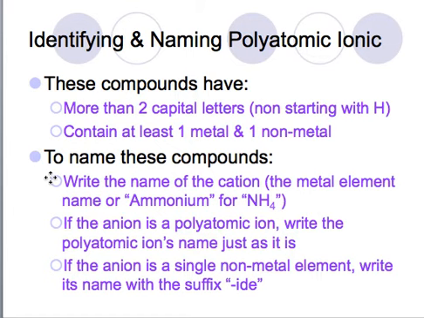Okay, when you're naming a compound with the polyatomic ion, you write the name of the cation, which is either going to be a metal name or ammonium. And if the anion is polyatomic, write the polyatomic ion's name just like it is. Don't change anything about it. If the anion is a single nonmetal element, then you're going to need an IDE on the end. And we're going to look at some examples here.